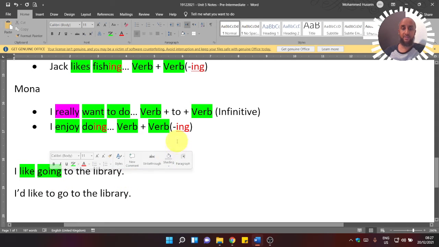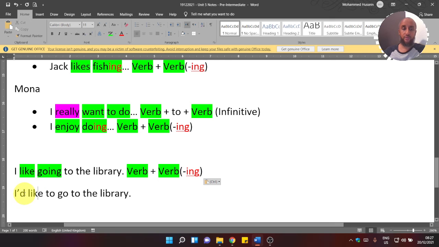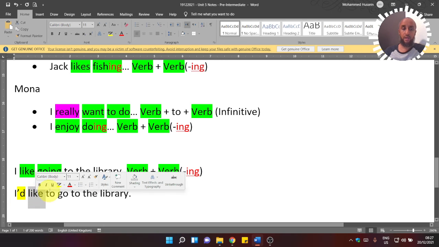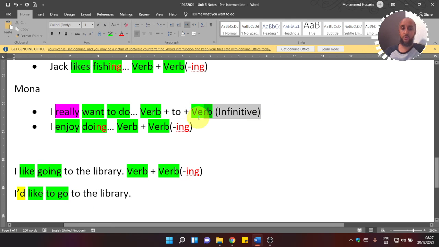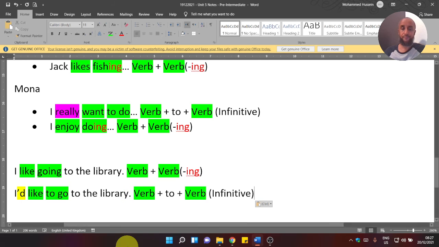So this follows this pattern first, right? And the next one says here, I would like, so here we have the helping verb would, and then we have like, which is the first verb, and then to go, which is the second verb, and then finally to the library. And this follows this pattern. All right, so what's the difference here? Actually, there is no difference in meaning. So even though we've written the word like in 2 different patterns, I like going, or I'd like to go, they have similar meaning, not exact, but similar enough to say that they share the same meaning. So that's the answer.